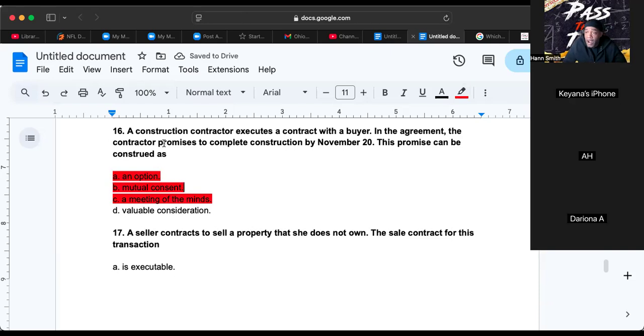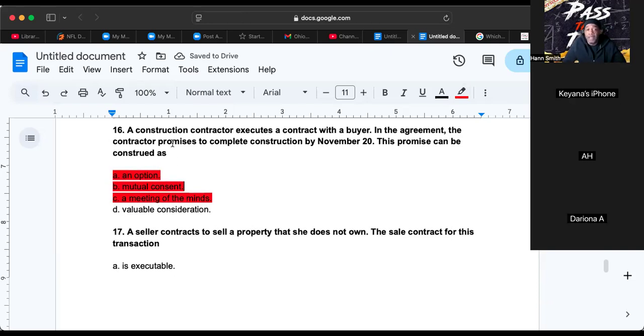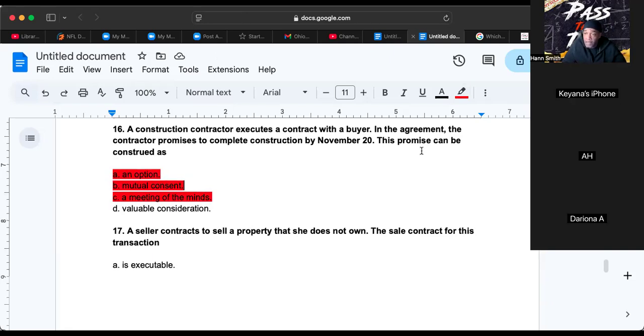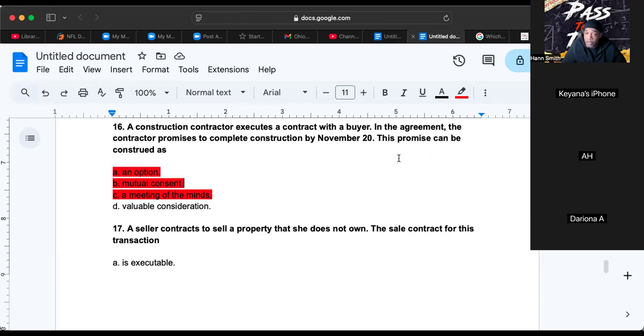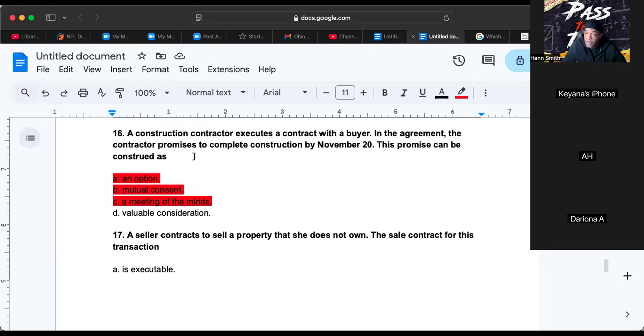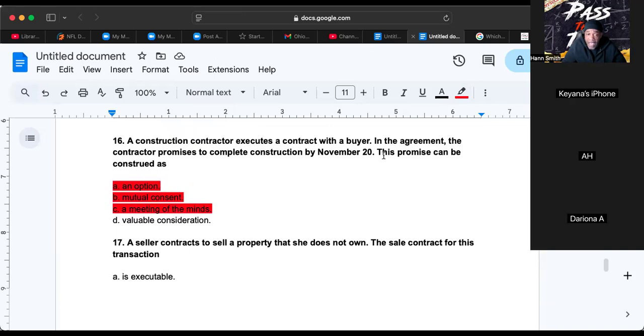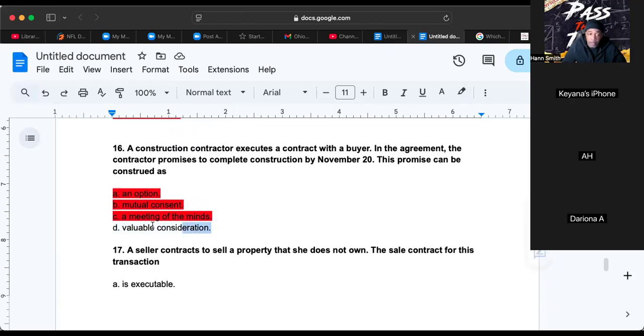It has to be consideration because it says promises too much. I know that consideration can be promises or something of value. The value is that they're going to finish on November 20th, and the value is going to come through the contractor's work. So it has to be valuable consideration.